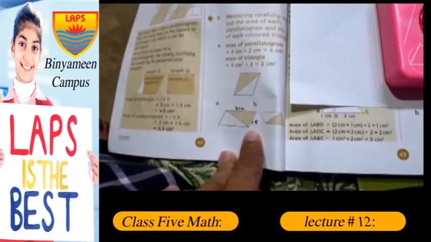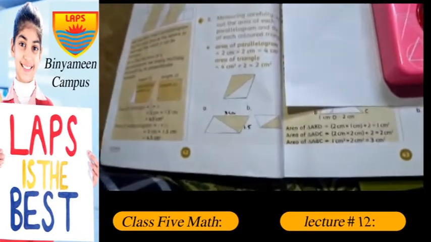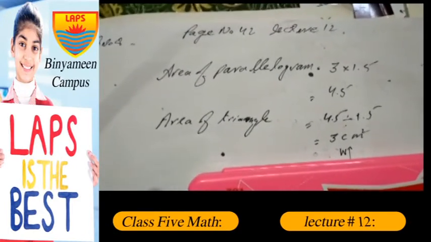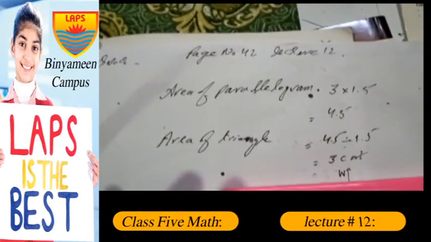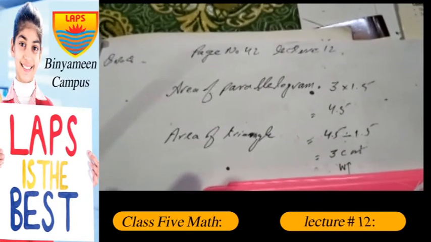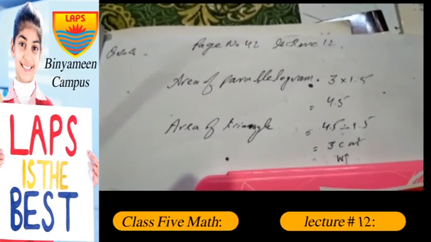Length is 3 centimeter and breadth is 1.5. Page number 42. Area of parallelogram is 3 multiplied by 1.5, then we get the answer 4.5. Area of triangle is the area of parallelogram divided by 1.5, so 4.5 divided by 1.5, we get the answer 3 centimeter square.